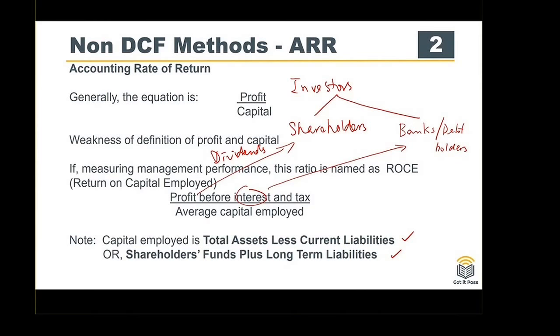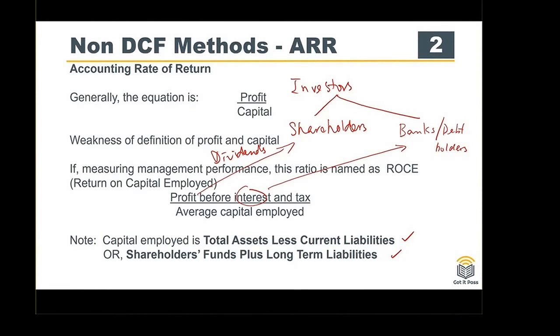So the capital that we are referring to means the money from shareholders and the banks. I hope it's clear to all of you why we take these definitions to measure management performance. For the company to make money, that money will pay the interest to the debt holders and also pay the capital funding from the shareholders. So I hope all of you are clear where the ROCE formula is coming from.